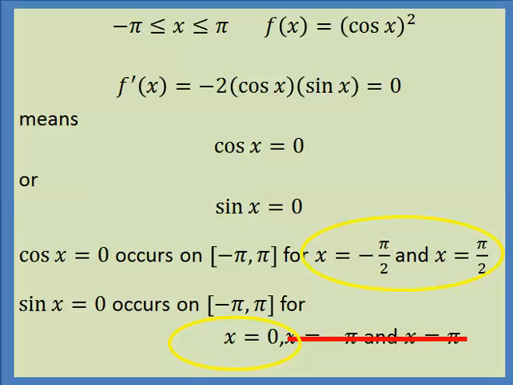A very small point, but you may recall part of the definition of being a critical point is it has to be a point on the interior of the interval, and end points are not interior points. So I ignore the answer pi and negative pi. However, I am aware that my derivative equals 0 there.